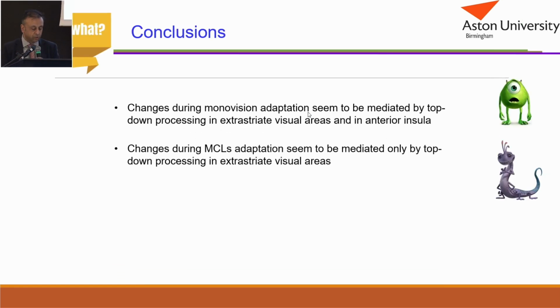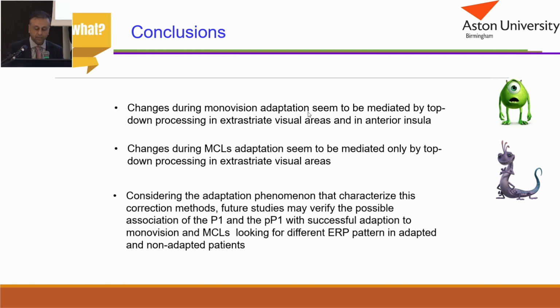So these are the conclusions. You can see that the monovision has a depression in the parietal or the anterior insula. The multifocal doesn't. And I think the next step would be to look at this type of measurement in adapted patients as well as the non-adapted patients that we already tried it on.